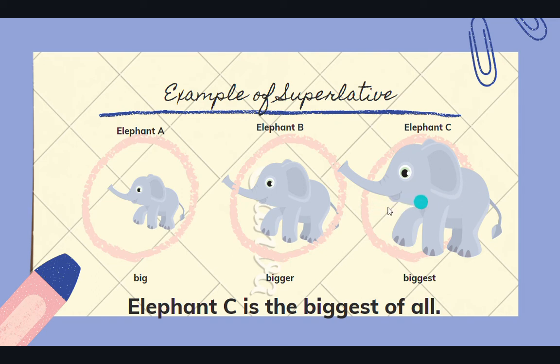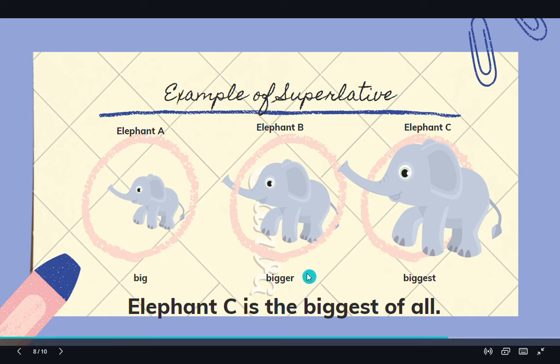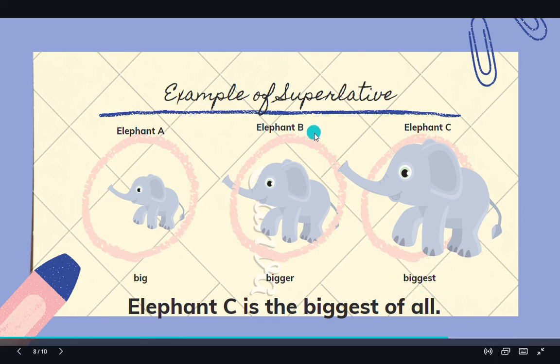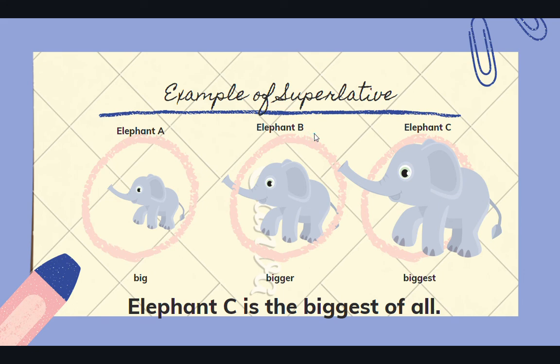Okay. Gajah C yang paling besar antara kesemuanya. Is the biggest elephant of all. Okay. Sekiranya anda dapat lihat, elephant C adalah gajah yang paling besar antara ketiga-tiga gajah yang telah saya tunjukkan. Okay. So, bigger is the comparative adjective, while biggest is the superlative adjective. Paling besar. Okay. Yang akhir sekali ini ada biggest, ini adalah superlative adjective. Do you understand? That's good.